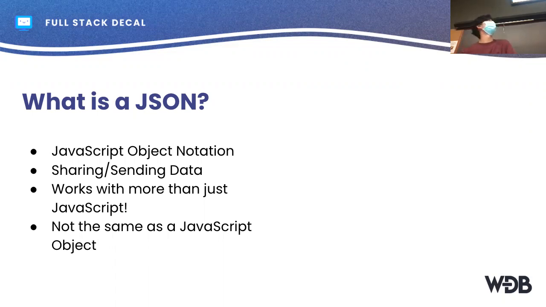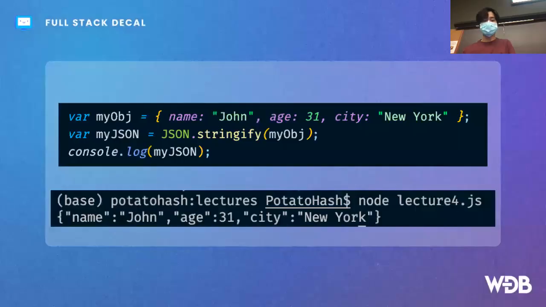Their universality is very helpful for sharing and sending data. A good example of how this is used is if you want to send data to a server or get data from a server. If you want to have your website pull information from a social media profile, you might want to query and get a JSON back from a server that will contain a lot of your information. A very big distinction is that they're not the same as a JavaScript object, even though they might look very similar. We can see an example of a JSON here.